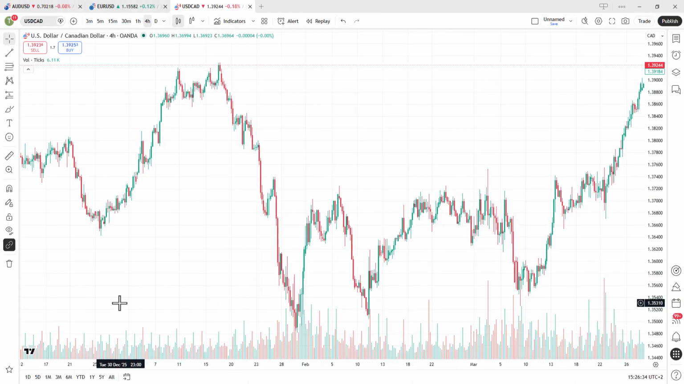How do you draw support and resistance? I would like to make it very clear that you do not want to draw an exact line. You should think of support and resistance as zones. Here's how I would draw support and resistance here.